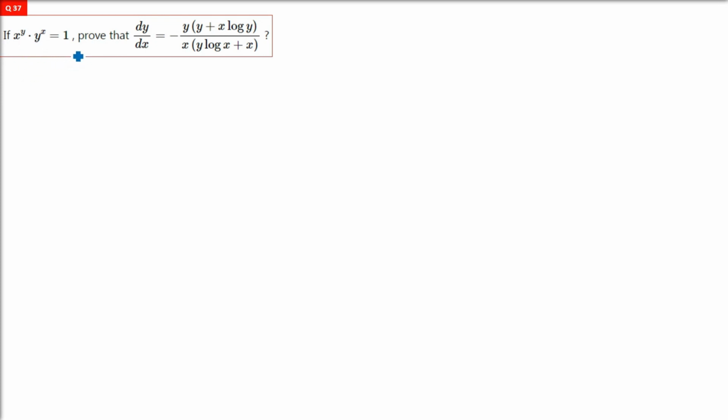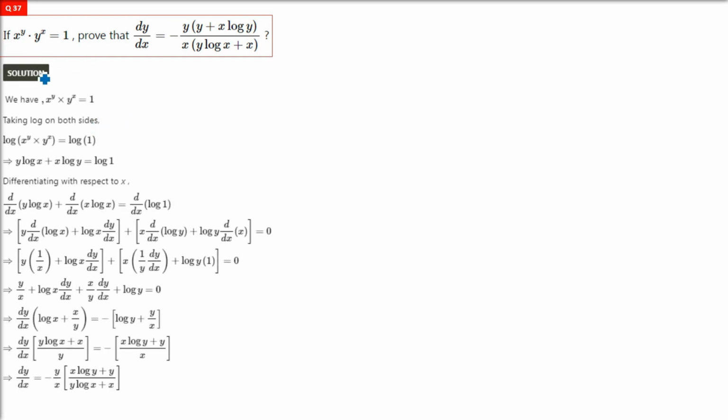So let us do it now. The same thing, same way. Take log on both the sides. So log of x to the power y multiplied by y to the power x is equal to log 1. Log 1 we will talk about later. Basically it's 0 only. But log of a into b is log a plus log b. So you have log x to the power y, so y will come in front. Similarly, log y to the power x, x will come in front. So y log x plus x log y will be equal to 0.